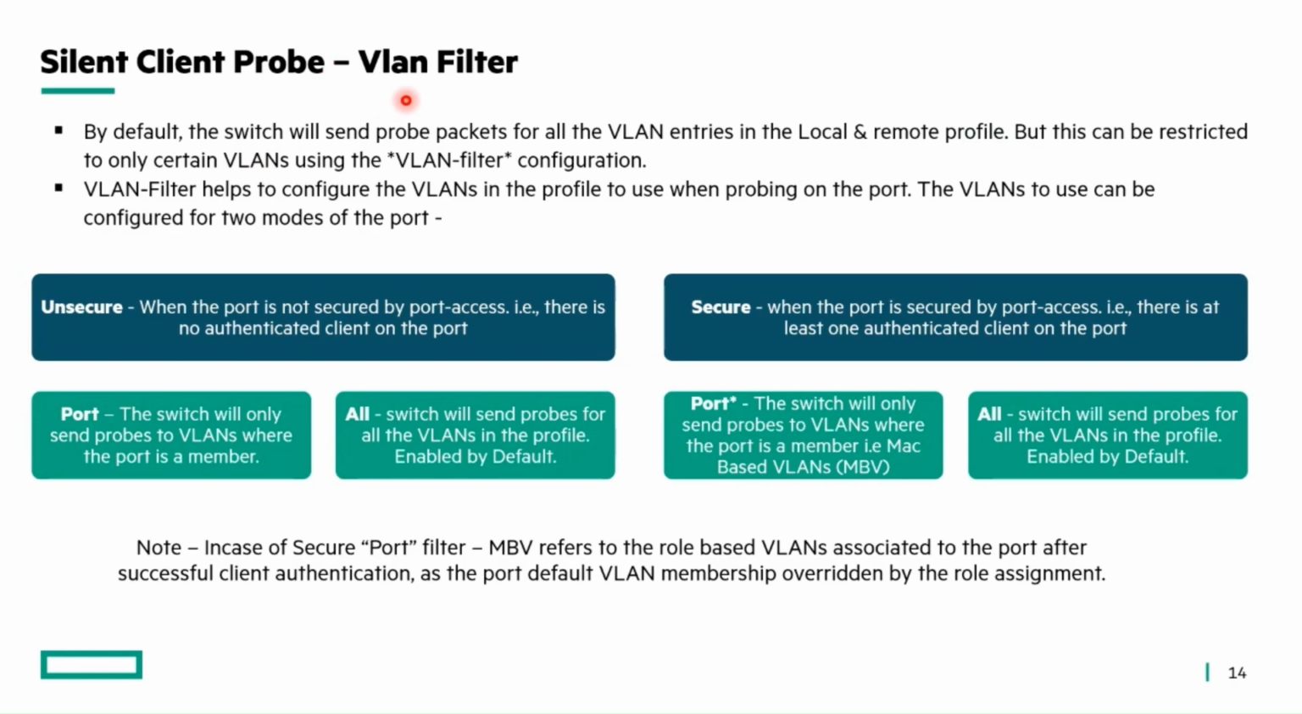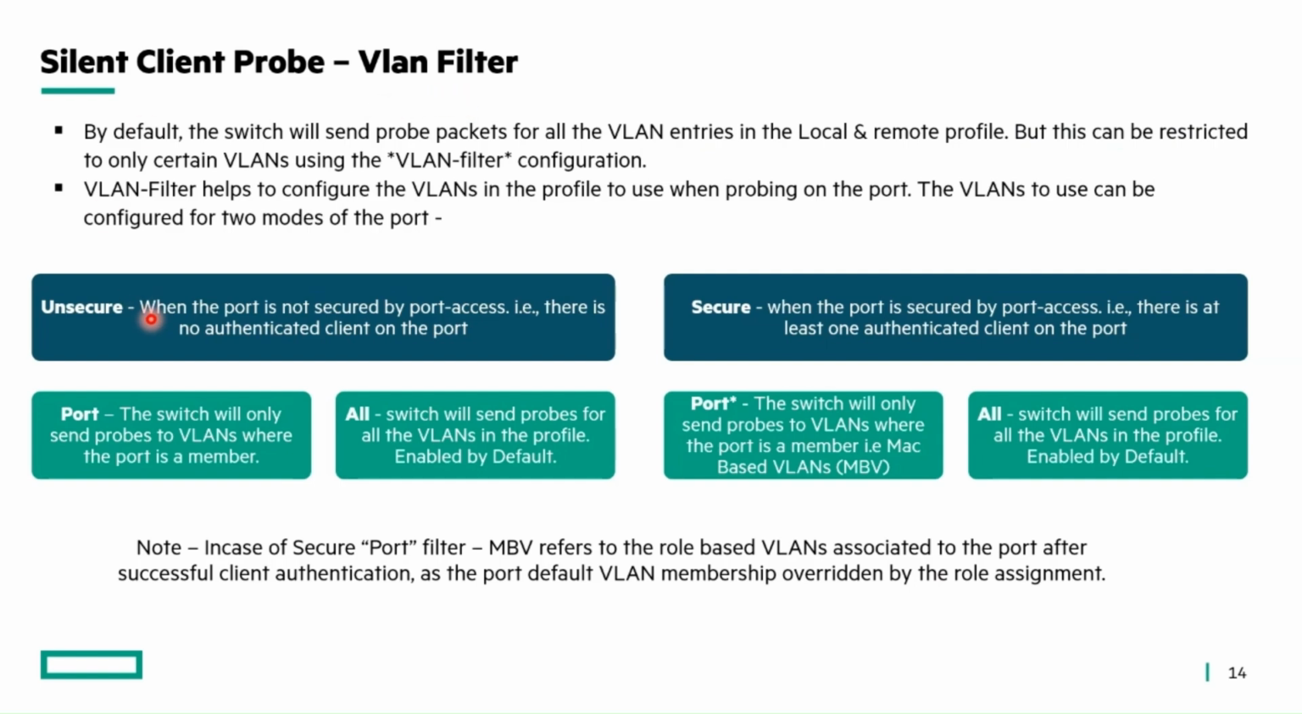So the next topic is the VLAN filter configuration. In the client probe profile, we saw the VLAN as one of the attributes. It mentions in which VLAN these probe packets have to be sent. We do have this VLAN filtering feature as part of the silent client probe. By default, the probe packets will be sent for all VLANs in the profile. Whichever VLANs you have configured in the profile, the probe packet will be sent on all of them. But if you want to filter, it can be done using this VLAN filter configuration.